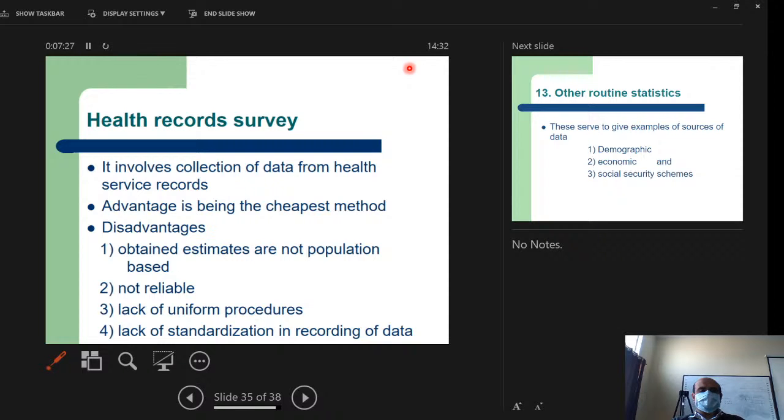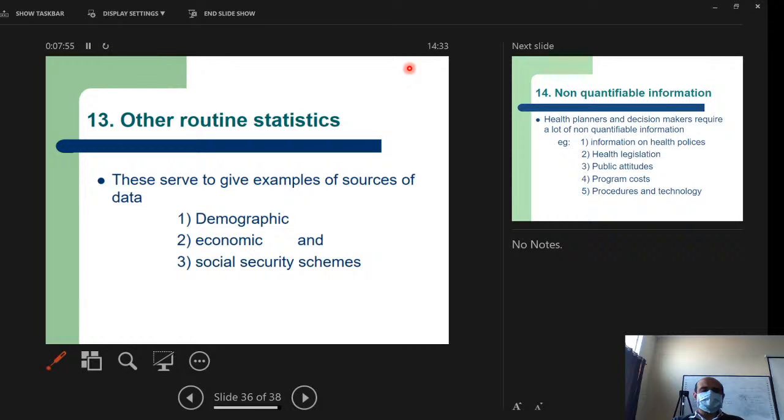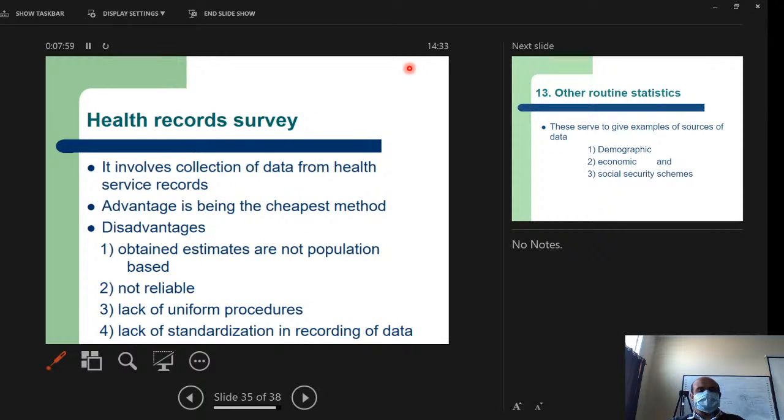Now, coming to health records. Health record survey involves the collection of data from the health service records. The advantage is that it is the cheapest method, and the disadvantages are that the obtained estimates are not population based, they are not reliable, and there is a lack of information procedures, lack of standardization, and recording of the data. I think you guys understood this.